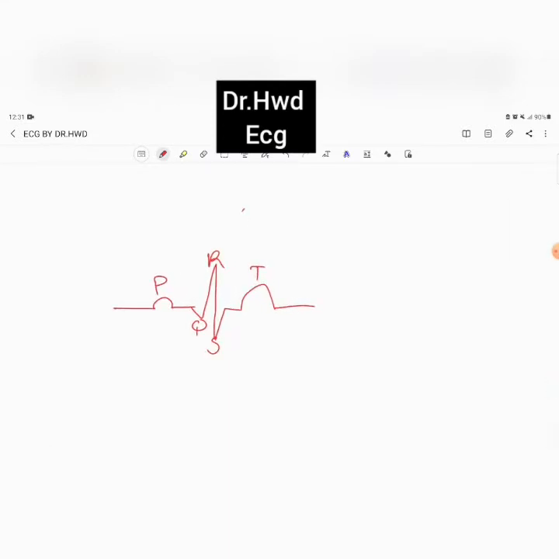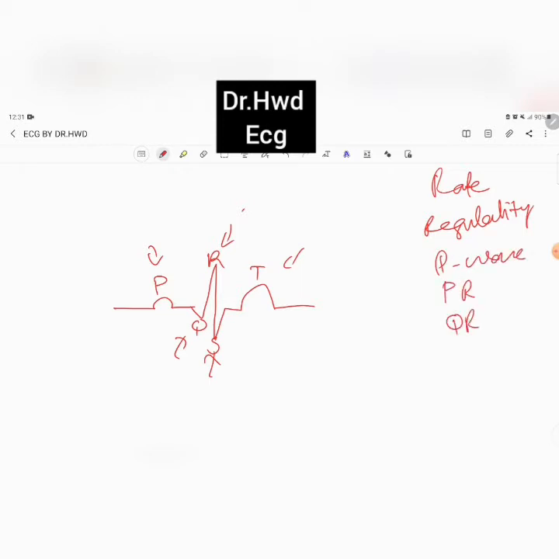The first thing you need to know is that there's a P wave, a Q wave, an R wave, an S, and a T. Then you need to understand the steps of learning it. The first thing you do is calculate the rate, then you look at the regularity. How we do that, we'll do right now in a bit. Then you look at the P waves, the PR, the QRS, the ST segment, and then the morphology.